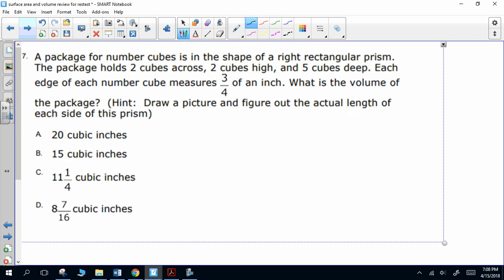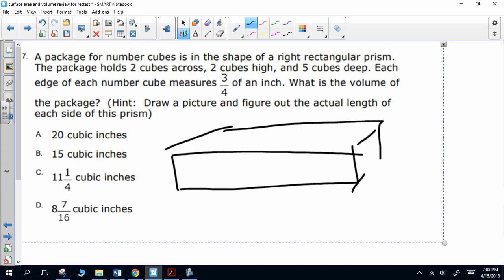A package for number cubes is in the shape of a right rectangular prism. Holds 2 cubes across, 2 cubes high, and 5 cubes deep. Each edge of a cube is measured 3/4 of an inch. What is the volume of this package? So I'm going to draw my package like it suggests.